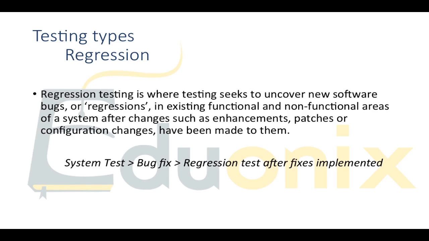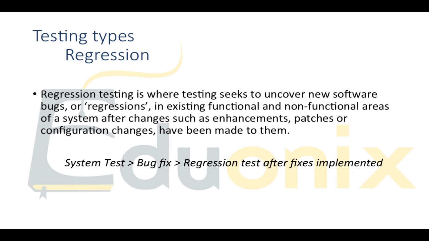Now, regression testing. Regression testing is a type of testing that seeks to uncover new software bugs or regressions in existing functional and non-functional areas of a system after changes such as enhancements, patches or config changes have been made to them. Regression testing might take place after a particular new addition has been unit tested and then integration tested, and then the entire system has to be regression tested to make sure it hasn't caused any other issues.